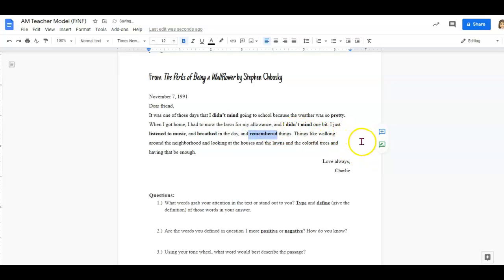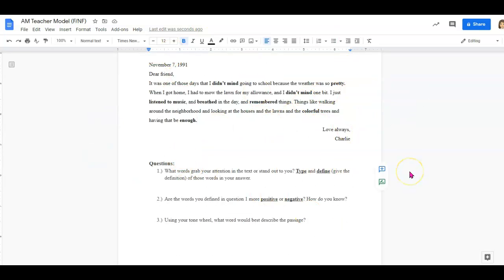remembered things. Things like walking around the neighborhood, looking at the houses, the lawns, the colorful trees, and having that be enough. So all of these words, as I'm looking, you would actually type and define these words down at the bottom. As I'm looking at these words, I think that these are typically positive words, and I felt like the overall tone of this letter was positive. It didn't seem like it had anything negative to say. It seemed like Charlie was happy that he went to school that day. He was relaxed and calm. So I think that these are typically positive words.